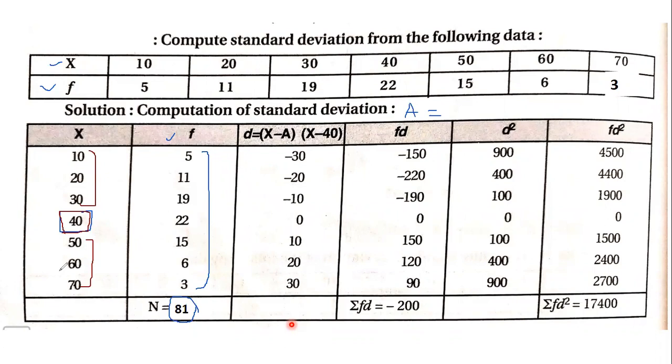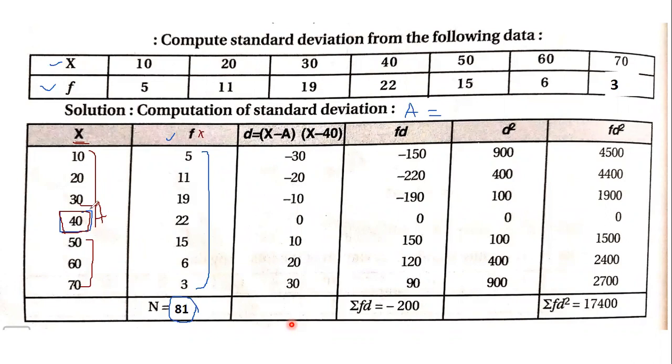You can take any number from x. Please understand, you only have to take the number from x. Don't make a big blunder like in the internal test. Do not take the assumed mean from frequency. I'm repeating it again, assumed mean must be taken only from x. Always take assumed mean only from x. So here our assumed mean is 40. Now let us go on and calculate.